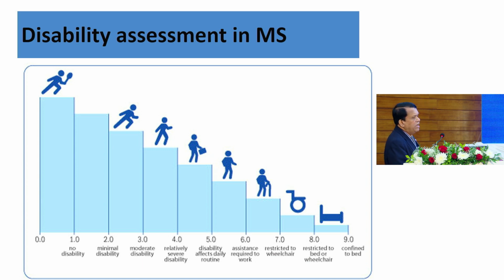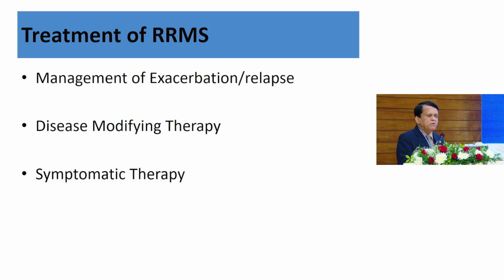And this is a disability assessment. We do assess this patient by looking at the EDSS, Expanded Disability Status Scale, and based on various disabilities the patient has. And this EDSS we measure every time they come for follow-up, and we need to look at that. In the treatment of RRMS, what do we do? There are three things. One is management of exacerbation or relapse, then disease-modifying therapy, and symptomatic therapy.